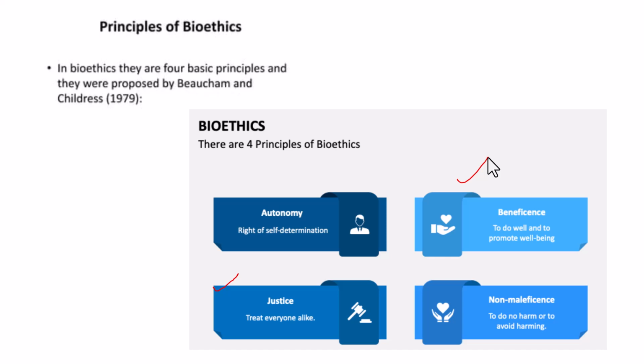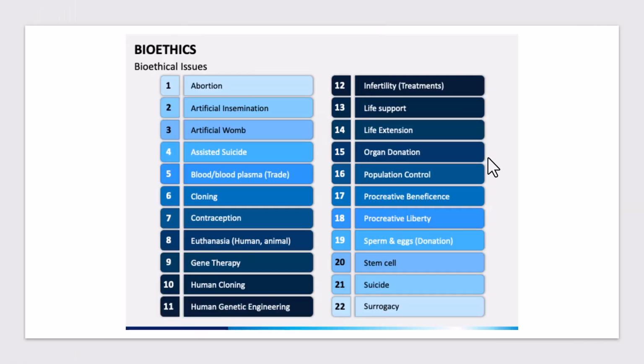Now, what is non-maleficence? It is to do no harm or to avoid harming. It is the basis for the principle of justice and confidentiality and philanthropy. Two main ethical arguments in the Human Genome Project revolve around the moral concept of justice and confidentiality, which are discussed separately. Now let's see what are the bioethical issues.